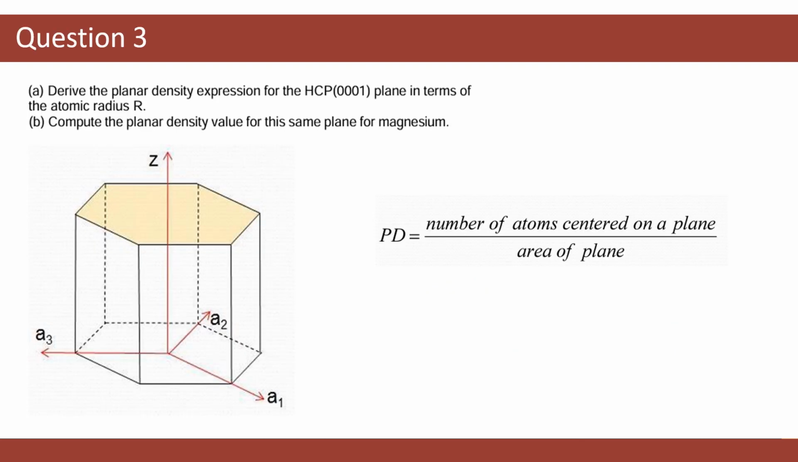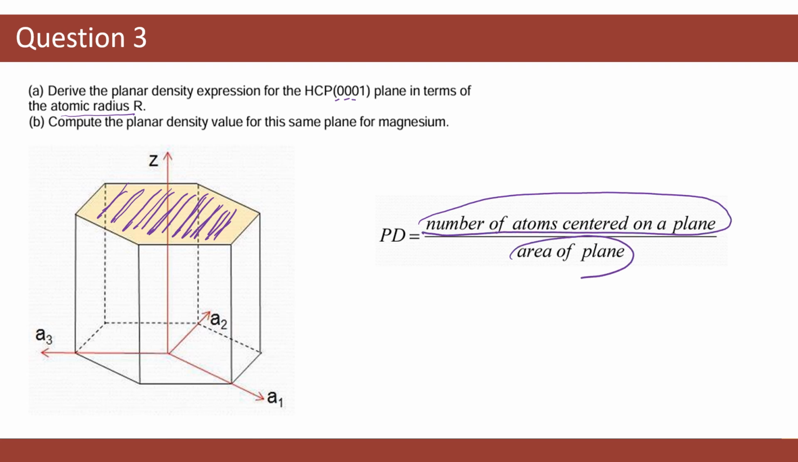Okay, the third question is derive the planar density expression for the HCP 1110 plane. This is the 1110 plane. So it is parallel to A1, A2, A3 and cutting Z at 1. Plan in terms of the atomic radius R. Compute the planar density value. Planar density means if you consider a plane like this, number of atoms in that plane divided by the area of the plane gives you the planar density. So that's the definition of the planar density. So how do we find the planar density for this plane?